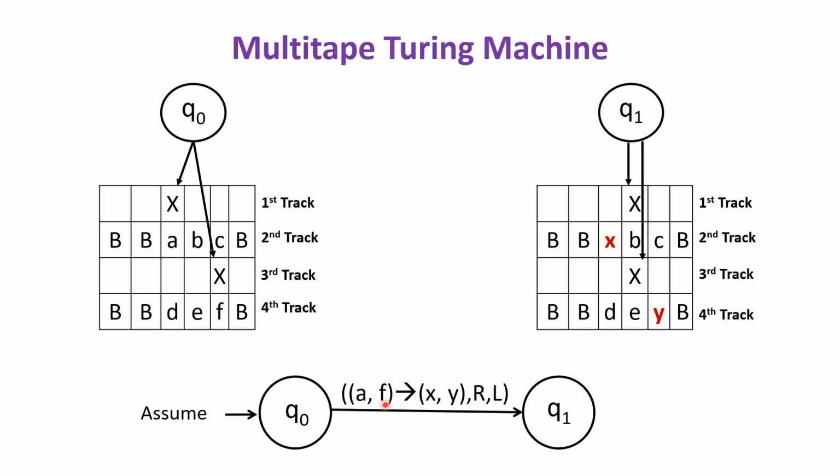And in the second tape content, F is replaced as Y and the head will move towards the left. So F is replaced as Y. The head was at this position. Now it is moved towards the left. So this is a simple example of how a move is made in a single-tape Turing machine with multiple tracks.